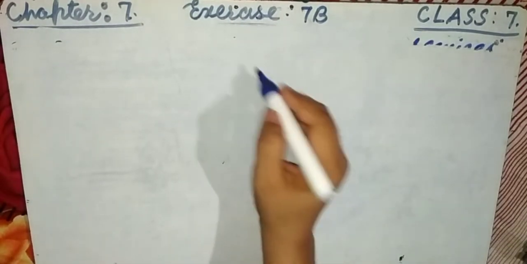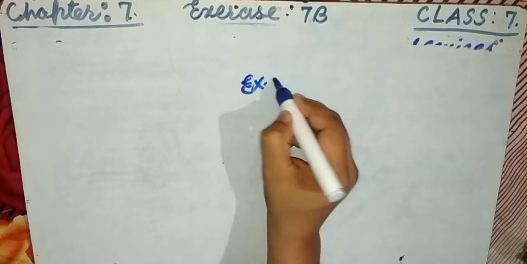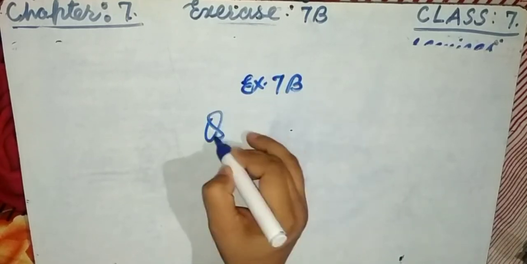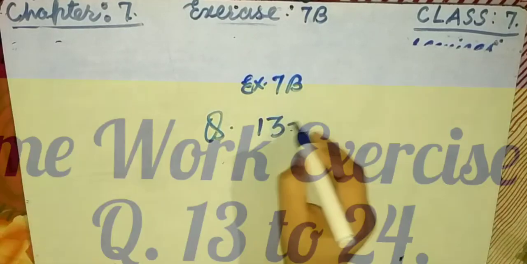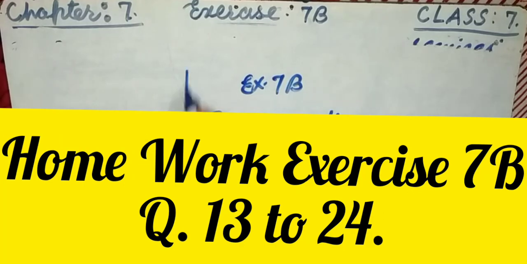Now friends, your homework, exercise 7B. Okay, question number, just a minute. Now let us see, question number 13 to 25. These are very simple questions.